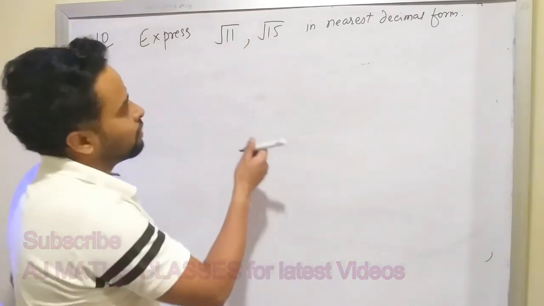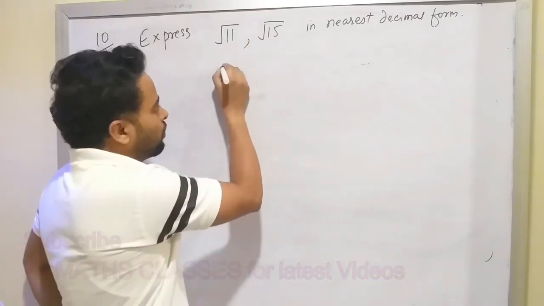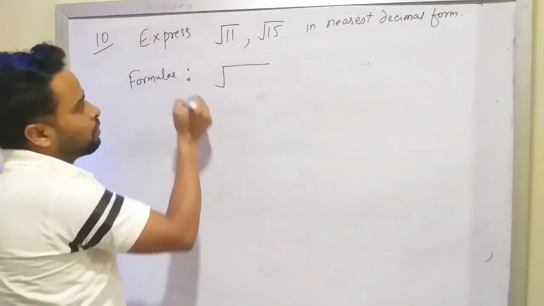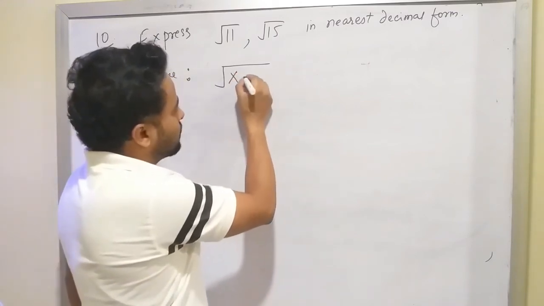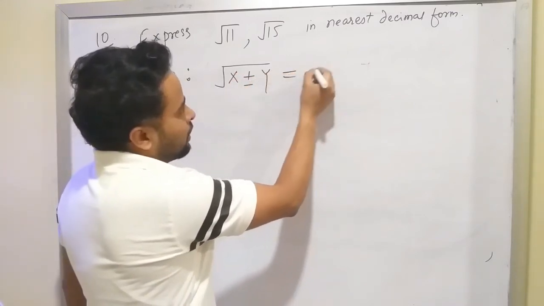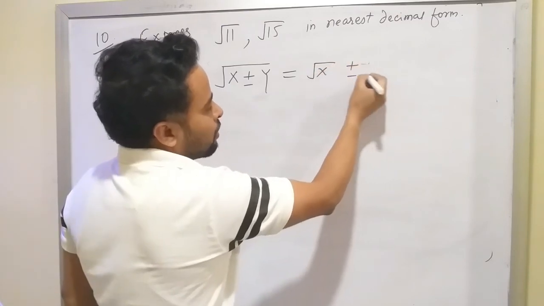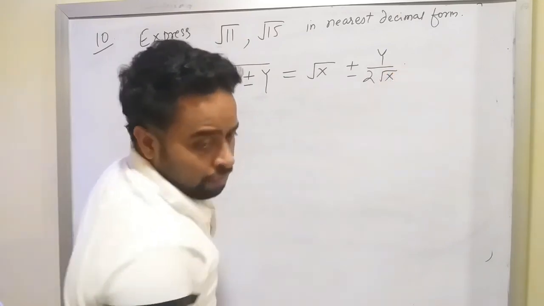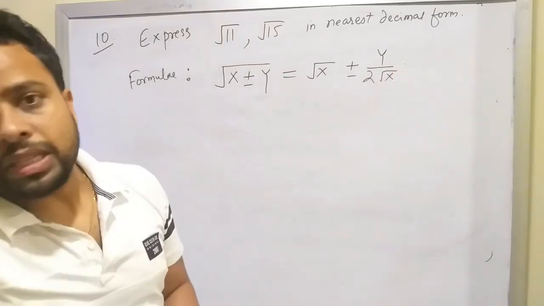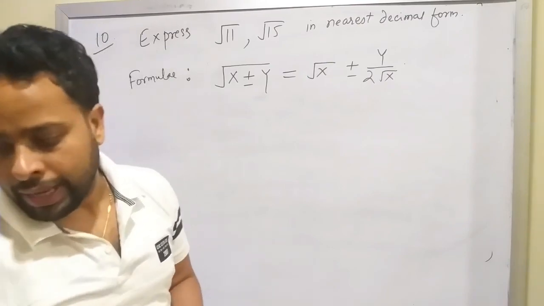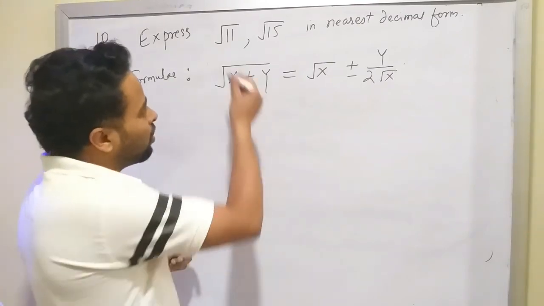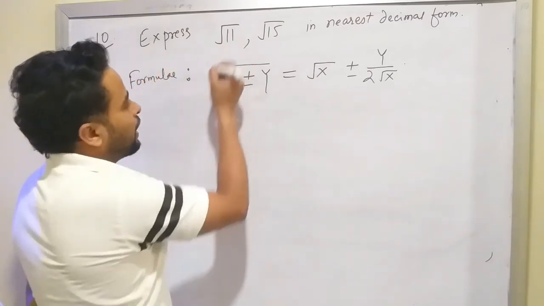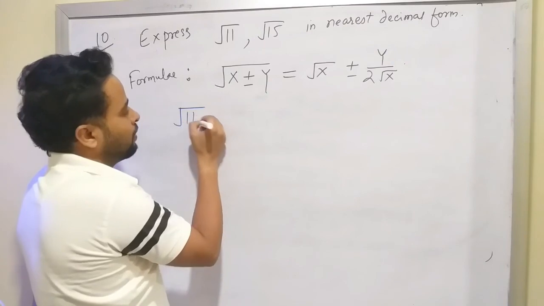You have a formula for this, okay? Formula is root over x plus or minus y, it is root x plus or minus y by 2 root x. Do follow this, okay students? Please follow this particular step to find the answers of all the irrational numbers if you want to find the decimal form. Same, I have root 11.